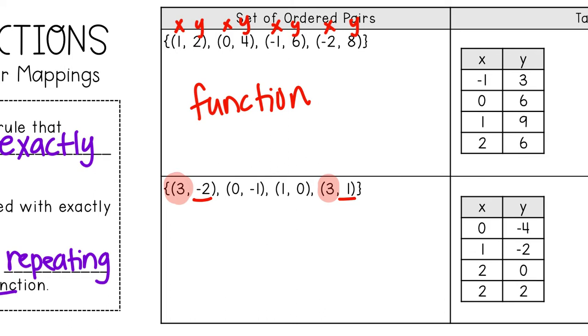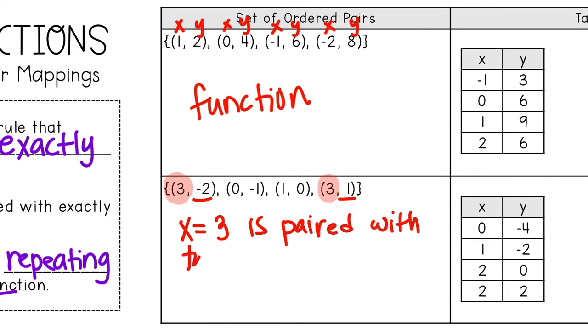So that means that x equals 3 is paired with 2 different y values. The definition of a function said that every x is only going to have one y. So since this one has 2 different y's, that makes this not a function.